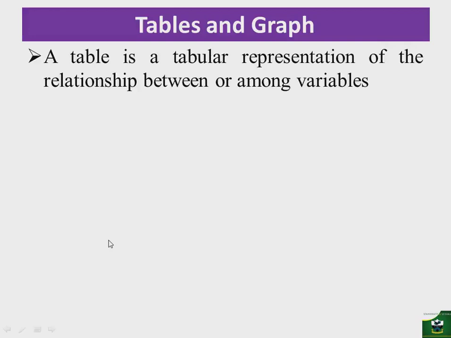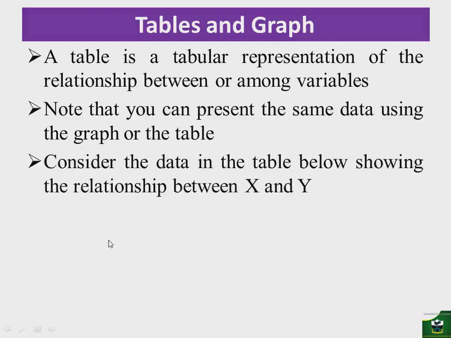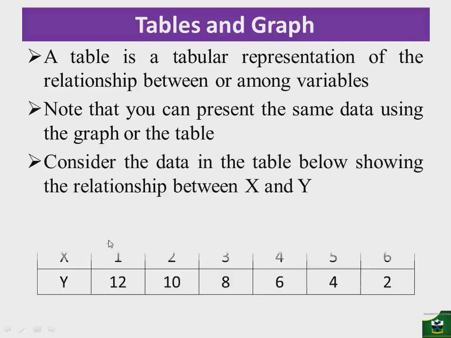A table is a tabular representation of the relationship between or among variables. Note that you can present the same data using a graph or a table. So if you are given any data, the data which is supposed to go on the y-axis must be put on the y-axis, and the data which is supposed to go on the horizontal, the x-axis, should be plotted on the x-axis. So consider the data in the table below showing the relationship between x and y.